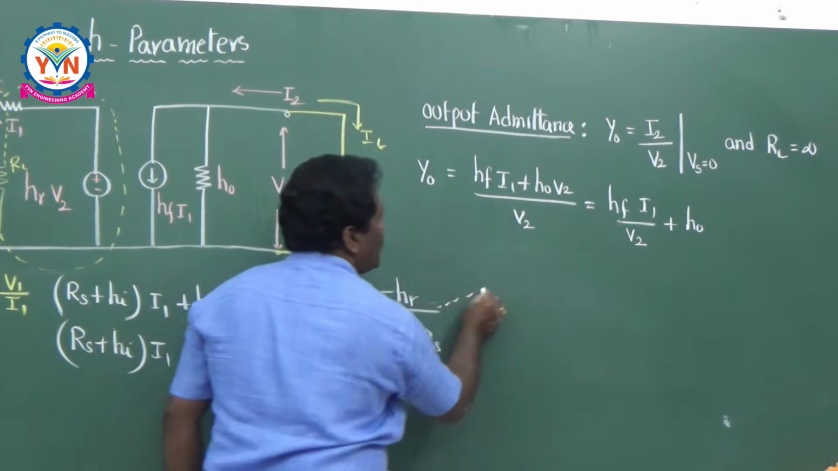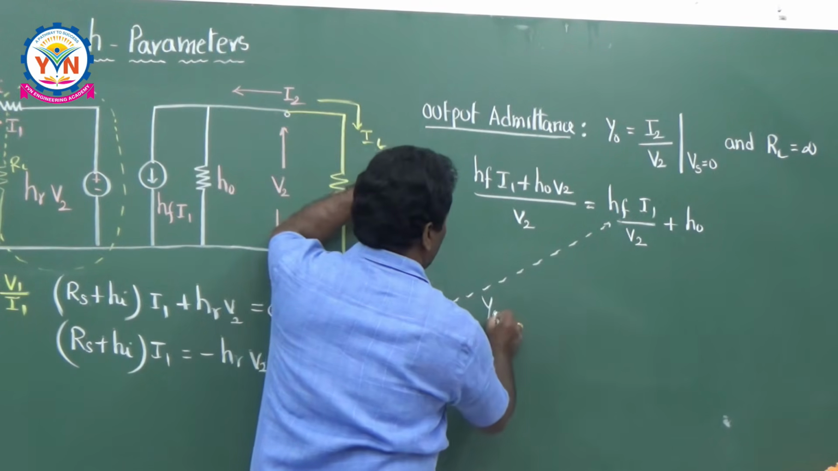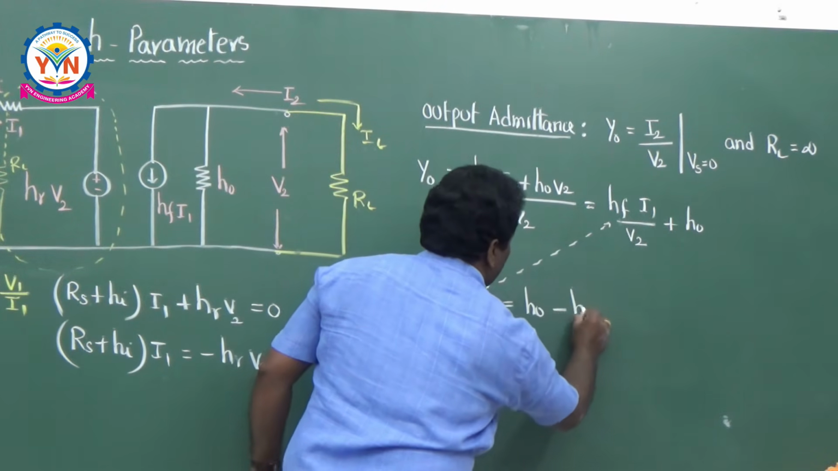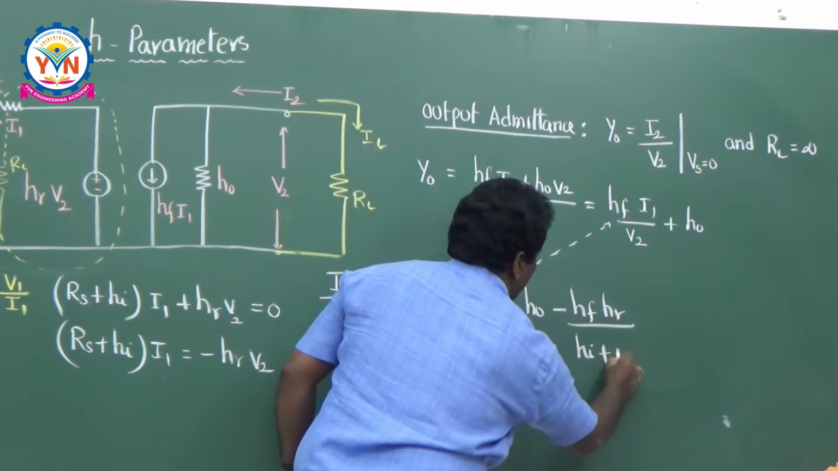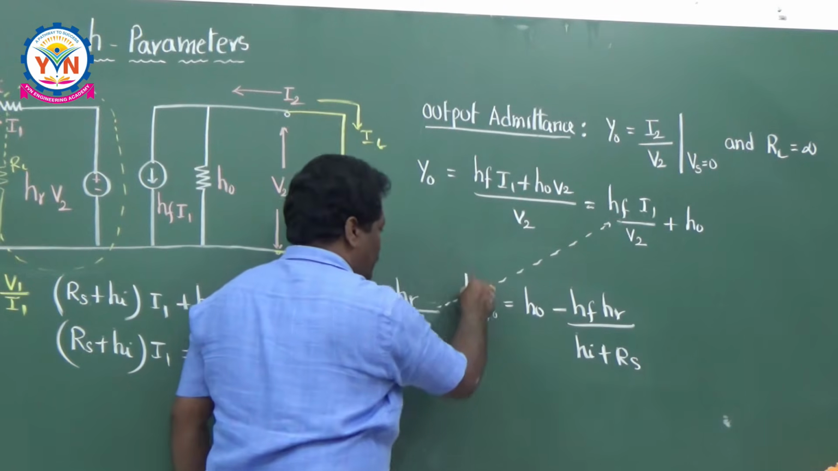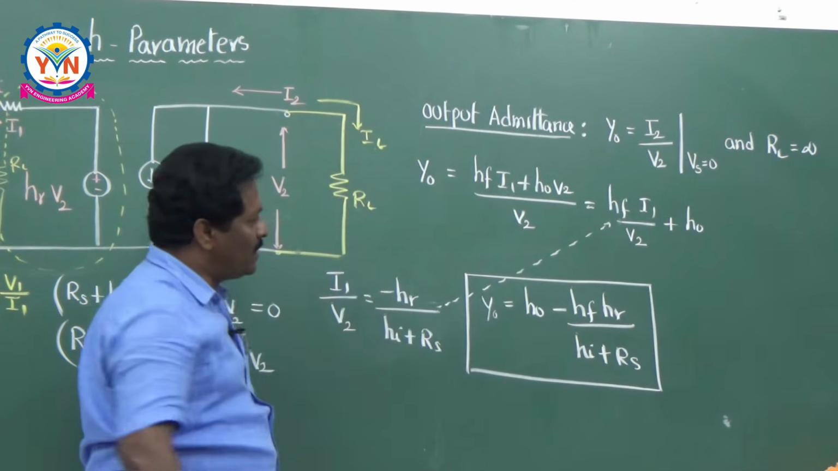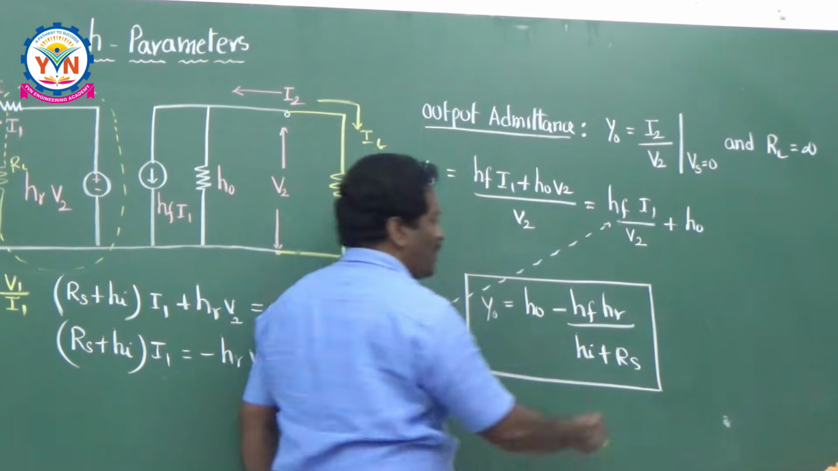Just substitute this in our requirement here. You are going to get Y naught is equal to HO minus HF into HR divided by HI plus RS. This is the expression for the output admittance. Output admittance has the unit of mhos. So the unit here is mhos.